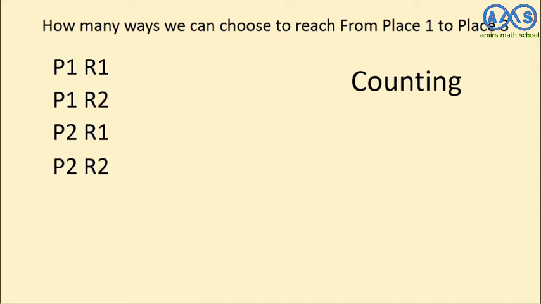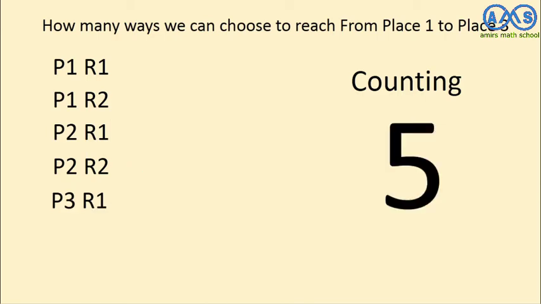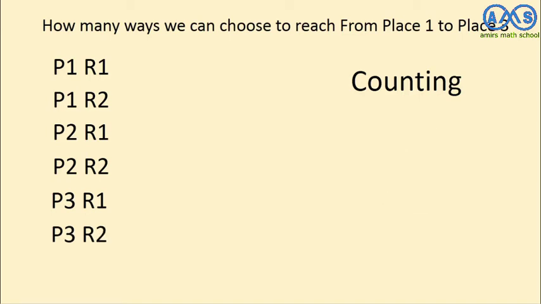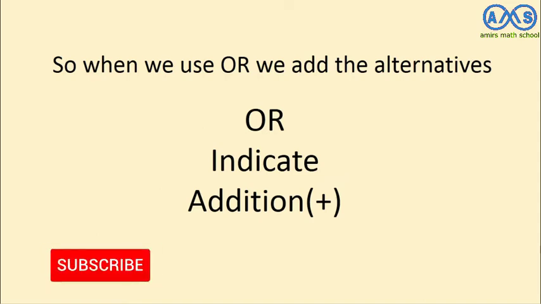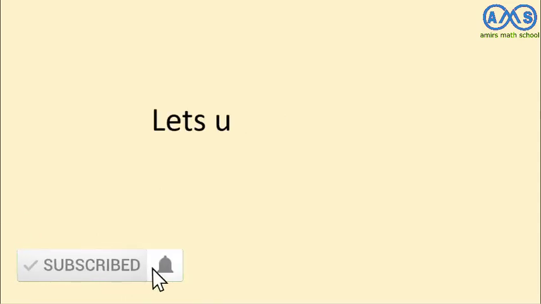Or we can use P2 R2. We have 4 alternatives. We can use P3 R1. We have 5 alternatives. And finally we can use P3 R2. So we have 6 alternatives. So when we use OR, we add all the alternatives. So OR indicates addition.